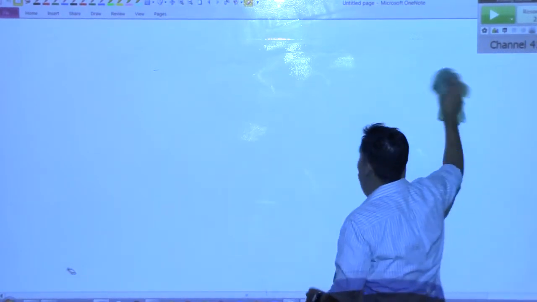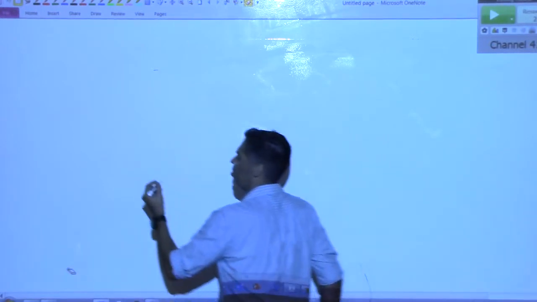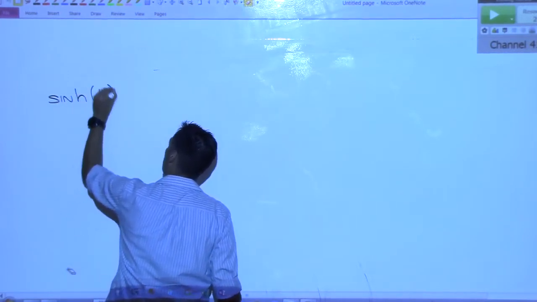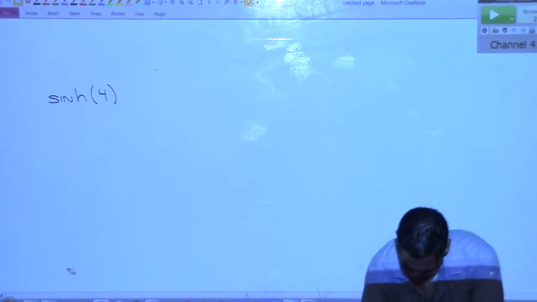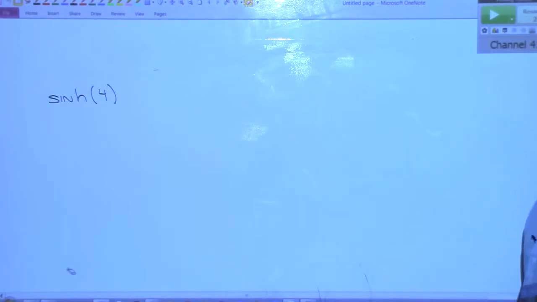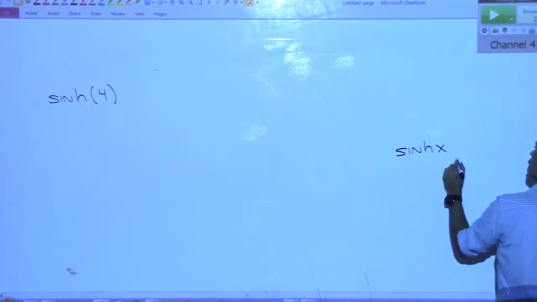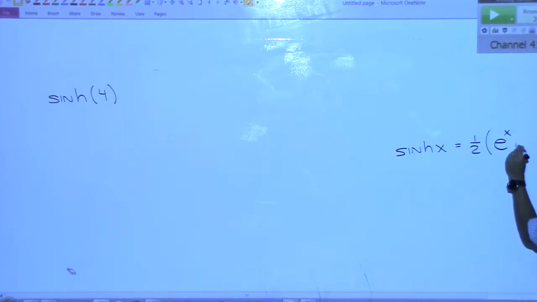All right. So let's do a couple of things with these. First, if you were to be asked without a calculator to figure out what sine hyperbolic of 4 is, then what would we need to do? Well, we'd need the definition, right? So the definition, I'll put it on the board here. Sine hyperbolic of x is equal to 1/2 times e to the x minus e to the negative x, right?